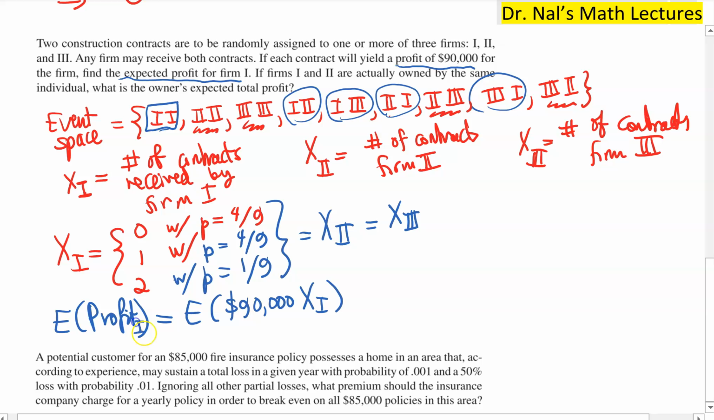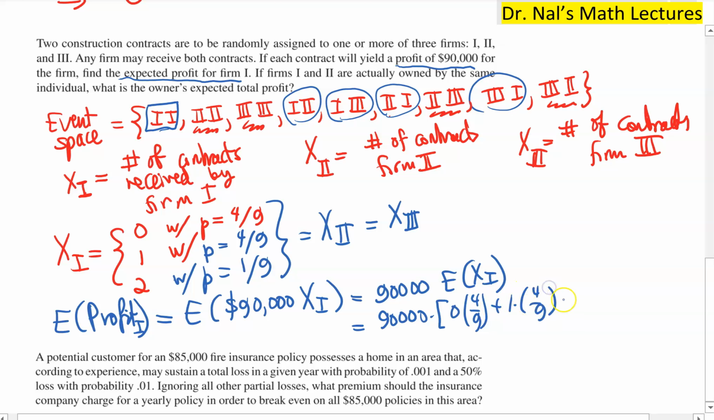So I'm doing this for the first firm, so profit of firm 1. All right, so that's just, hey, 90,000 is just a constant, so I can just factor it out. Expected value of X1, hey, that's easy, right? So $90,000 times, okay, let's calculate the expected value of X1. So 0 with probability 4/9, 1 with probability 4/9, and 2 with probability 1/9. Lo and behold, that adds up to, so this one drops, 4/9 plus 2/9, that's 6/9. So 90,000 times 6/9, that will make $60,000.